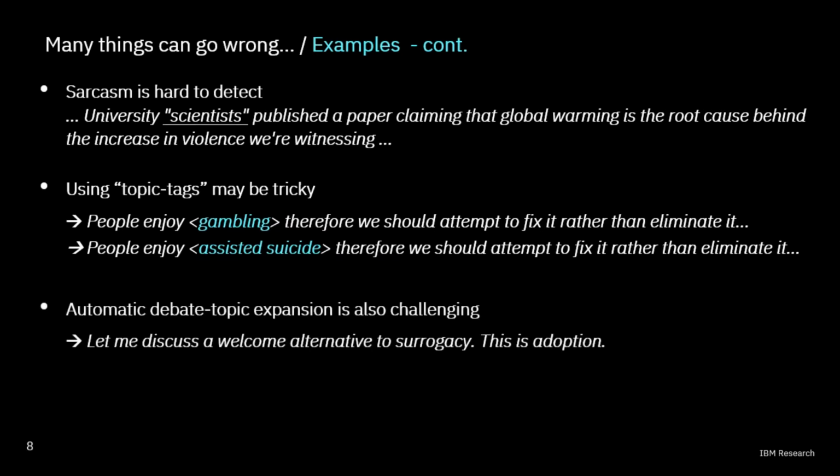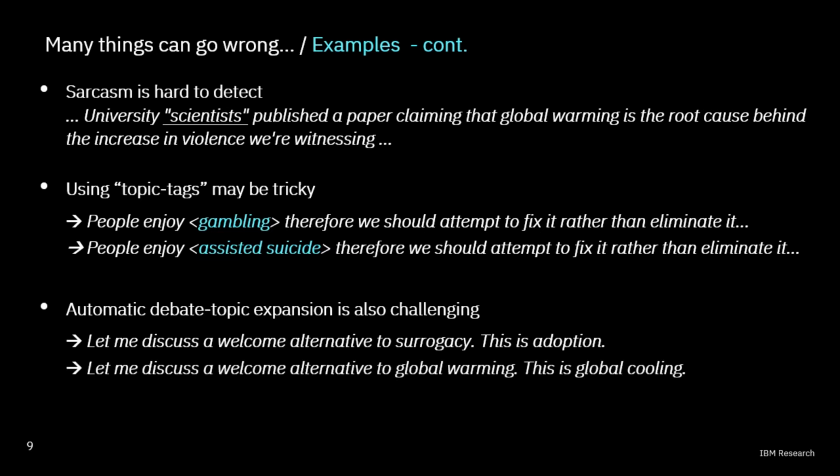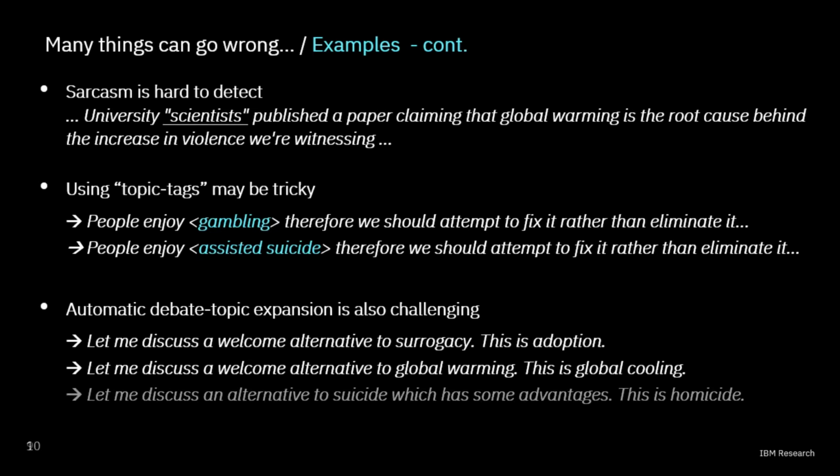And similarly, as mentioned in part 2, sometimes we try to expand the scope of the debate by automatically identifying the alternative to the topic that is explicitly stated in the motion. So, for example, in a debate about the pros and cons of surrogacy, we may end up saying, let me discuss a welcome alternative to surrogacy. This is adoption, which sounds fine. But in a different debate, we may end up saying, let me discuss a welcome alternative to global warming. This is global cooling, which again is probably not ideal. And it can get even worse, since in a different debate, we may even say, let me discuss an alternative to suicide, which has some advantages. This is homicide. And as you can imagine, probably this will not be perceived well by some people in the audience.